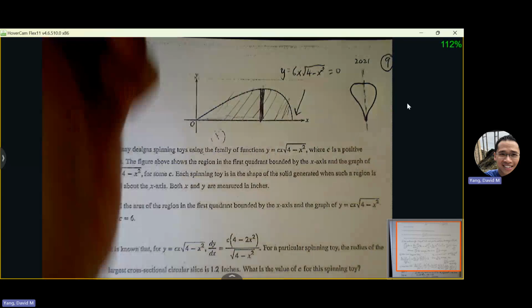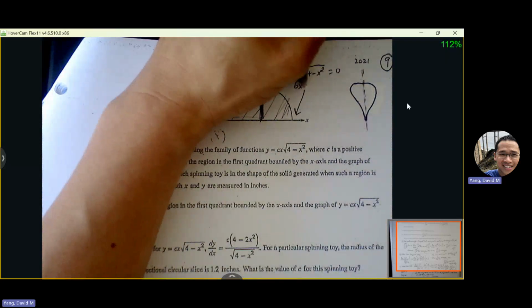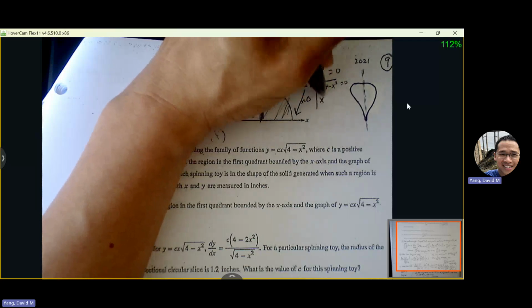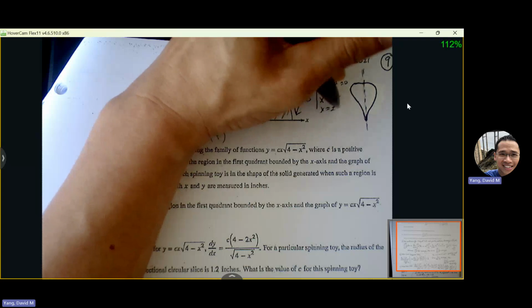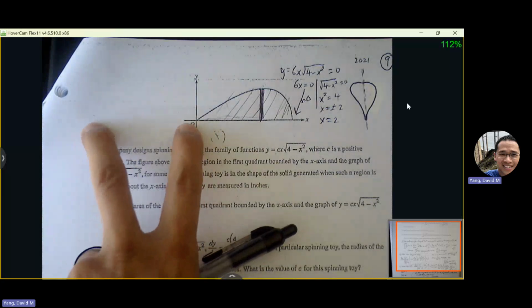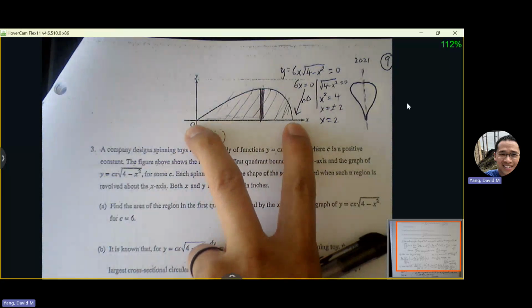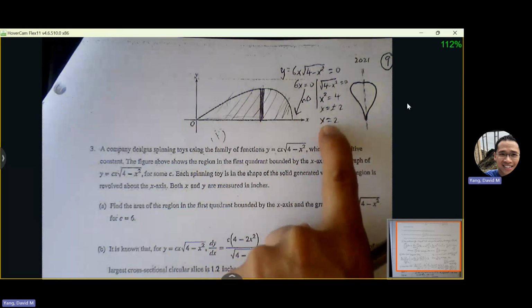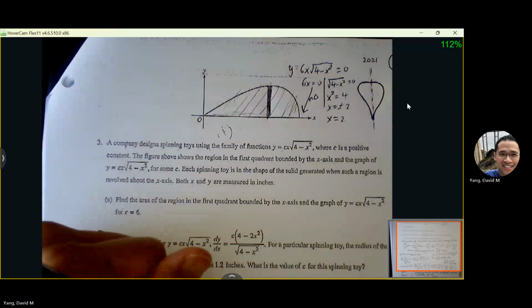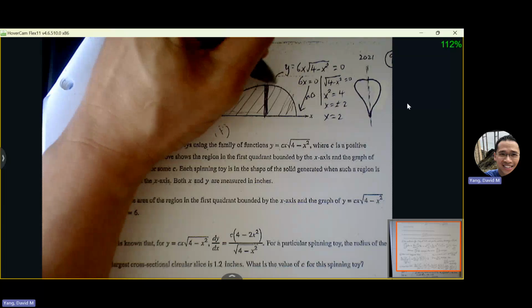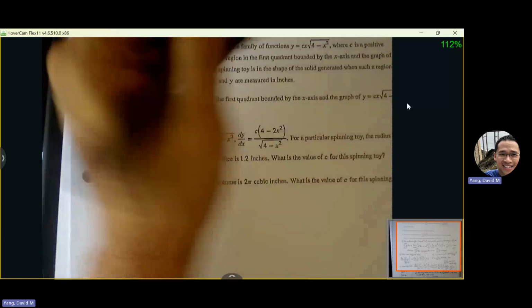If I set that equal to 0, I'll get 6x equals 0, and then root 4 minus x squared equals 0. x equals 0 here. And here, if I square both sides, I get x squared equals 4, so x equals plus or minus 2. We want to use 2 because x equals -2 doesn't make sense. That's all the way over here. So we know our bounds are from 0 to 2 because of the x-intercept that we found by setting our curve equal to 0. Okay, top curve minus bottom curve. The top curve is the 6x root 4 minus x squared.